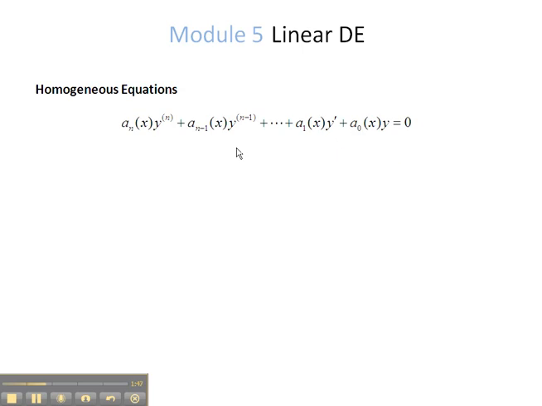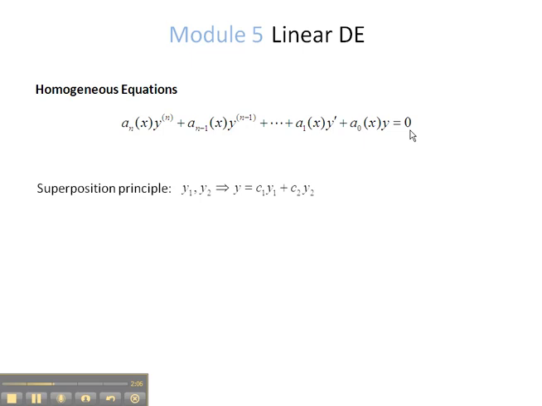We're going to begin in this section with homogeneous equations. You'll see we want to be able to understand and solve these homogeneous equations. And so again, this is the same equation as we had before, except that now it's set to 0. There's no term that has no y multiplied by it.